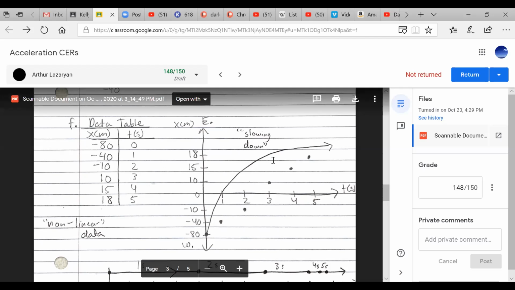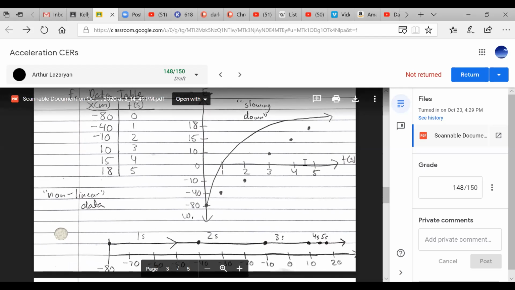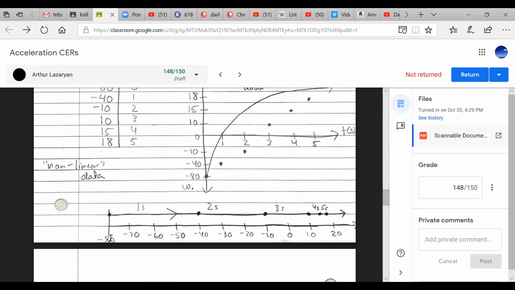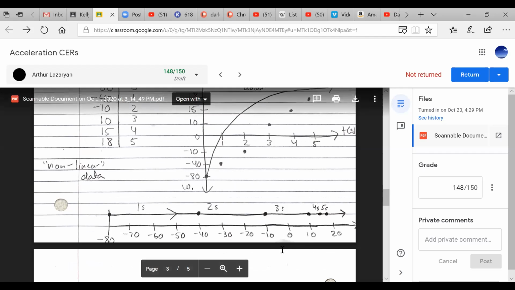Slowing down west to east. Motion map associated. Time 0, you start off at minus 80, or position 80 towards the west of 0. Large gap, smaller and smaller and smaller, until eventually you come to a stop. Any questions on the logic of that? Private comments?